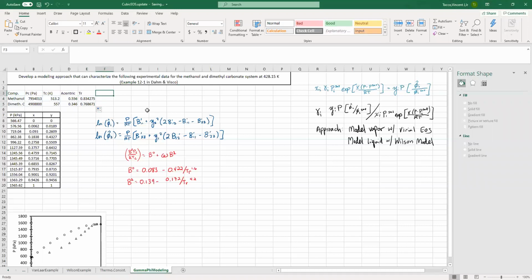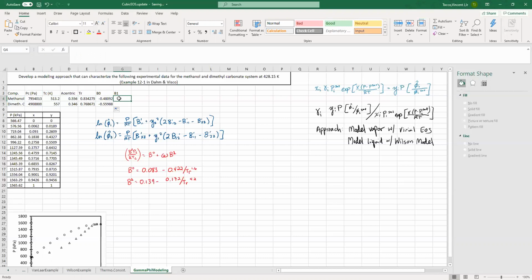All right, let's make a column now for B0. Make a column for B1. These are both going to be parameters for each one of the components. So B0 is 0.083 minus 0.422 divided by the reduced temperature. Oops, I forgot my equal sign. Equal sign, divided by reduced temperature to the 1.6.